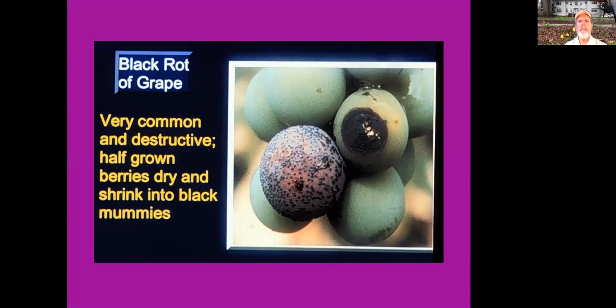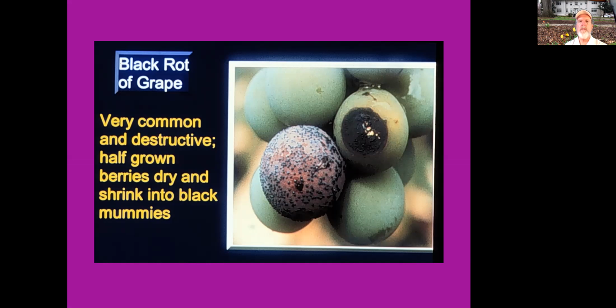Black rot of grape is a fungal disease. You can see that the little tiny bumps are just full of spores. If we could take a little bit of that and put it on the microscope, each one of those little bumps, you'd probably see thousands of spores. And that's what can happen if you leave your grapes full of these over winter. They shrink, and then we call them mummies.